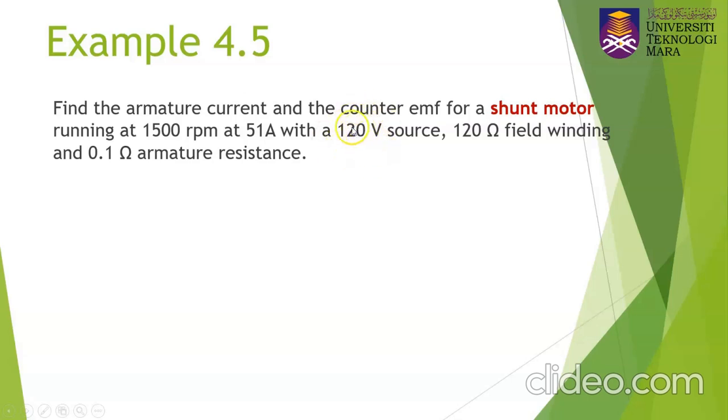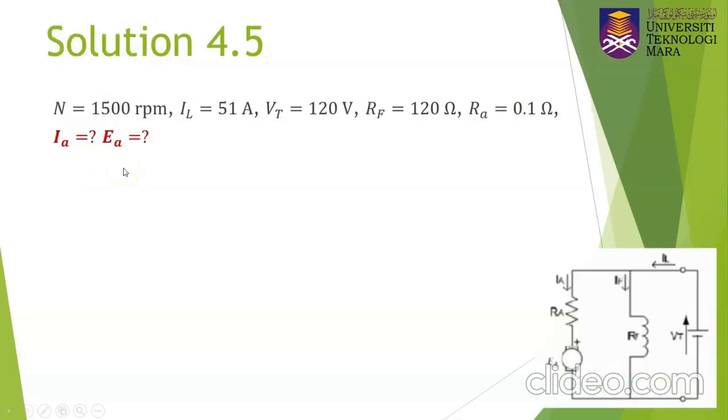V terminal is also the same, 120 volt. But now RF is equal to 120 ohm. For example 4.4, RF is 0.12 ohm, right? But here, since it is shunt, RF is equal to 120 ohm. RA remains the same, 0.1 ohm. Okay, alright. So for the solution, maybe you can start by drawing the circuit first. Here you have a DC shunt motor.